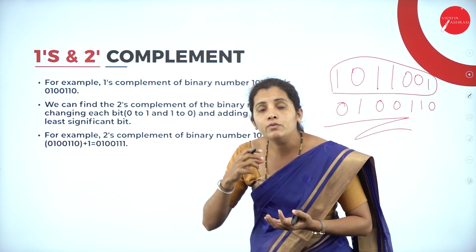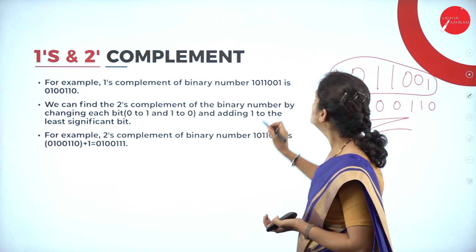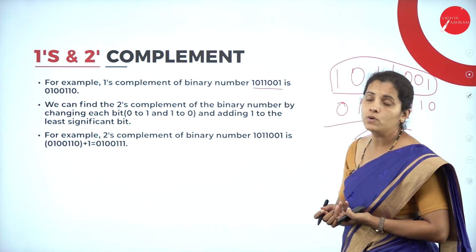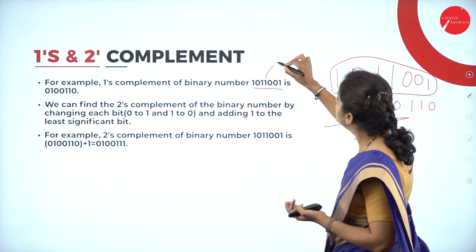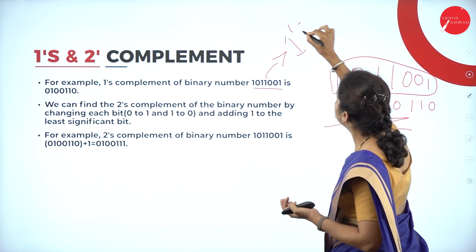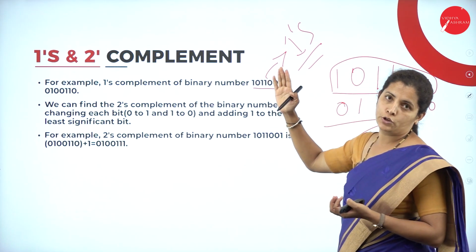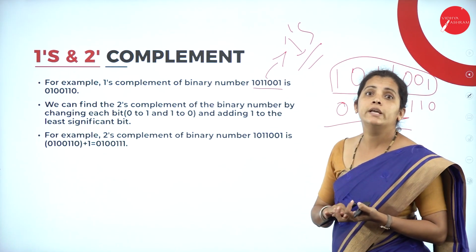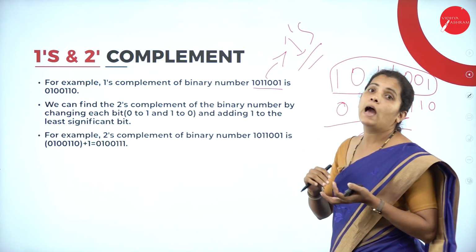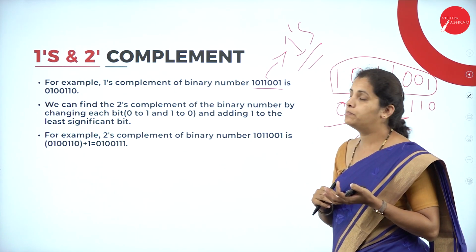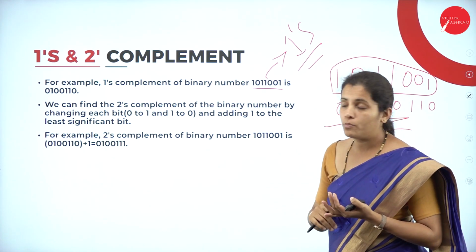Suppose you want to find the two's complement. How to find the two's complement? This is the actual number you have. To find the two's complement, first you want to take the ones complement of the given number. Please remember, to take the two's complement, first take the ones complement of the given number, then add 1 to that ones complement number.